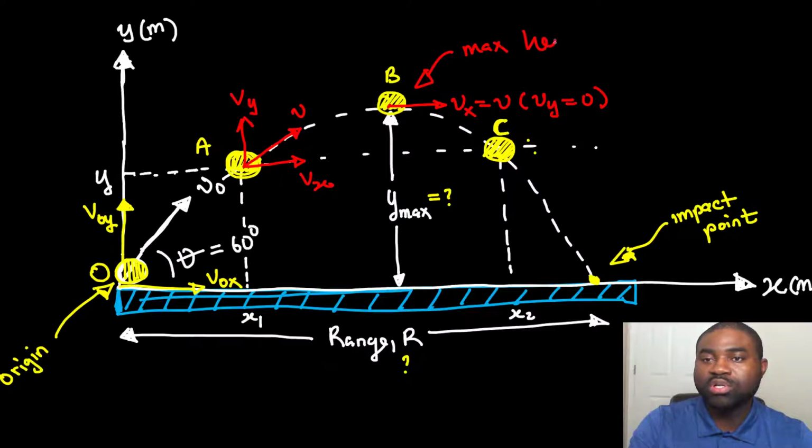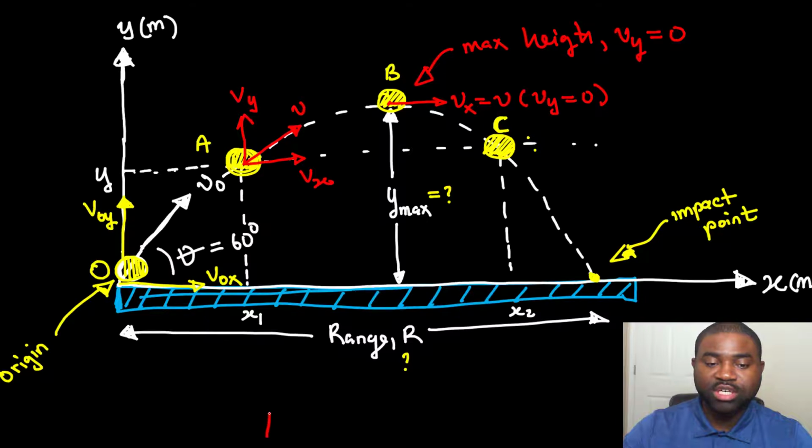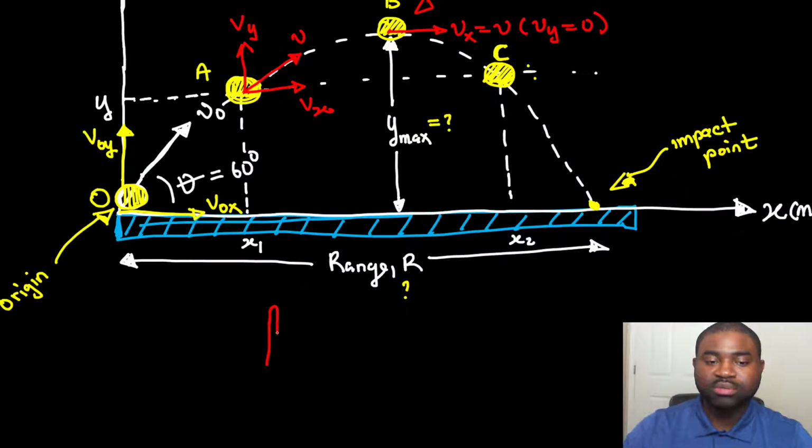So in other words, at maximum height, the vertical component of the velocity is 0, but the horizontal component is not 0. The only time in which both the vertical and the horizontal velocity are 0 is when the particle is projected vertically upwards. At that time, at maximum height, both vx and vy will be 0.